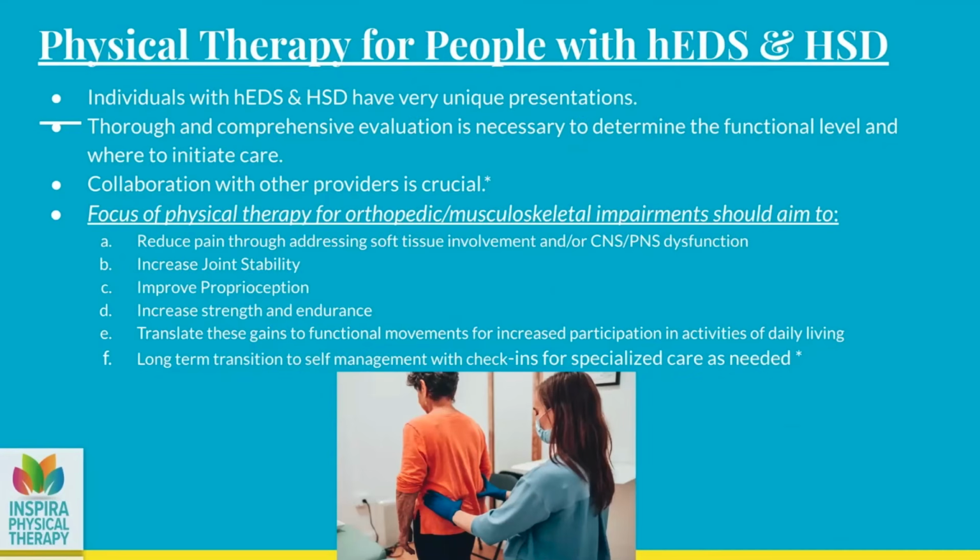And the focus of physical therapy itself for orthopedic and musculoskeletal impairments should focus on pain reduction. That could be through soft tissue, manual therapy, central nervous system, peripheral nervous system, manual therapy, increasing joint stability, improving proprioception, increasing strength and endurance, and then taking all of those gains and translating it to functional movements for increased participation in activities of daily living. As mentioned in the beginning, long-term goal being to self-manage with check-ins for specialized care as needed.